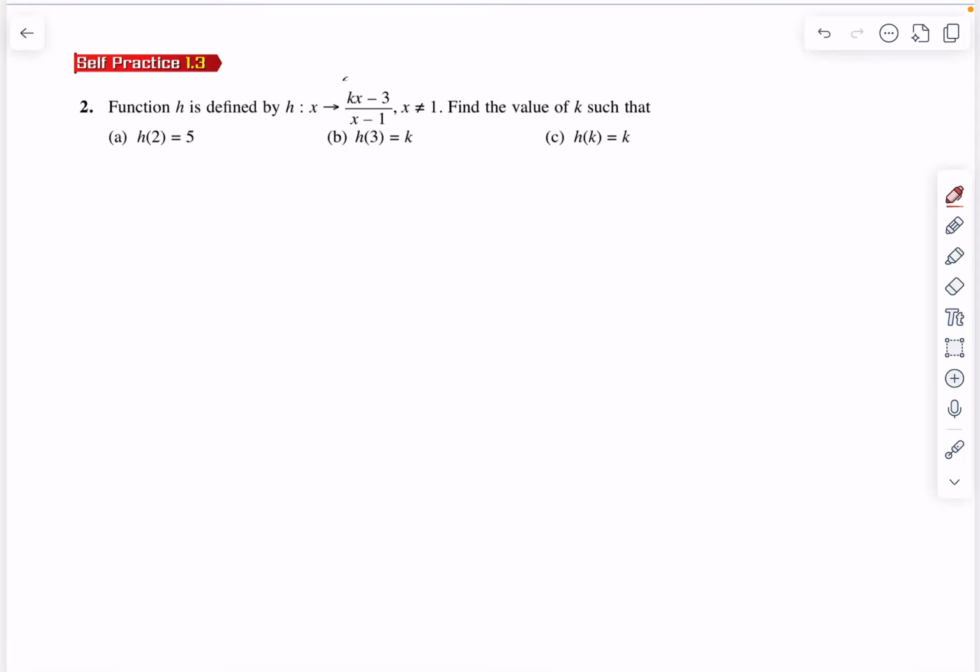Question 2. Function h is defined by this. Find the value of k such that h(2) is 5.